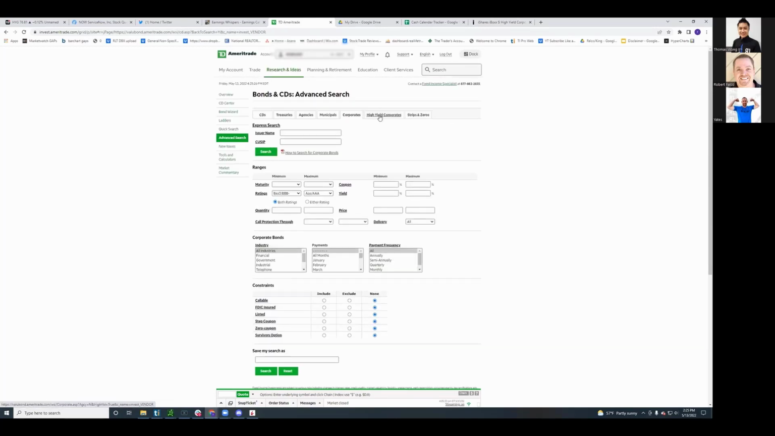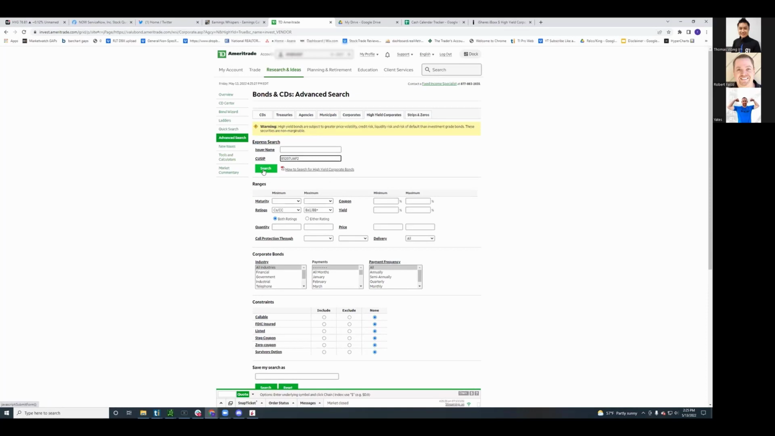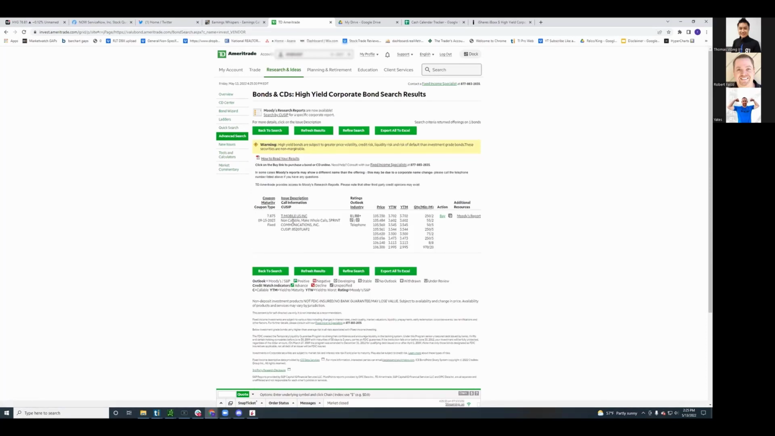This is high yield corporate CUSIP. So this is Sprint T-Mobile. That's right, because they were bought out, right? So this is B1/BB plus. So it's lower quality. Again, I don't know exactly what these things mean. I'm not that far into it, but the lower it is, the more risky it's looked at.